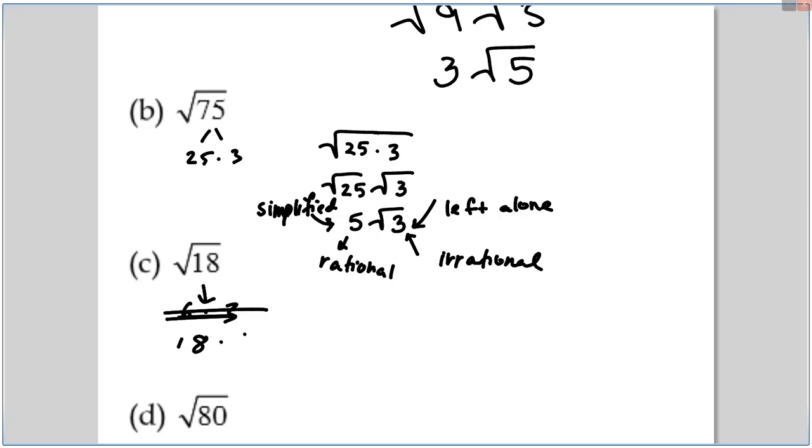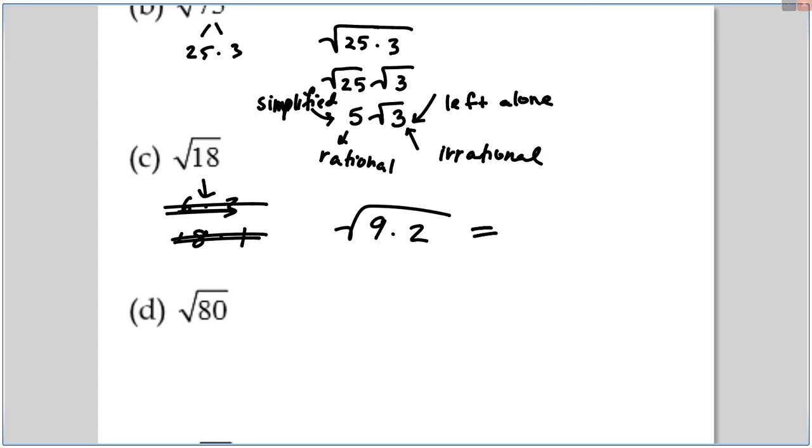Would I use 18 and 1? No, that doesn't make any sense. What do you got to use? 9 and 2. And I always put the perfect one first. So square root 9, square root 2. Square root 9 is just 3. How does this feel? Good?